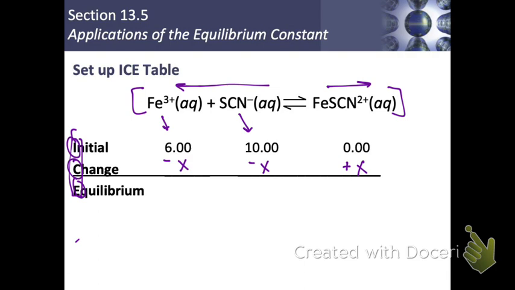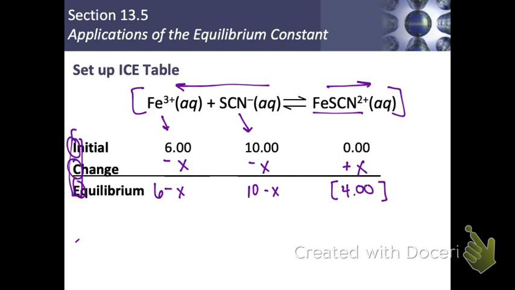So now we've got to figure out our equilibrium concentration, which is going to be 6 minus x and 10 minus x. And they told us in the problem that our final, my equilibrium concentration of my product is 4.